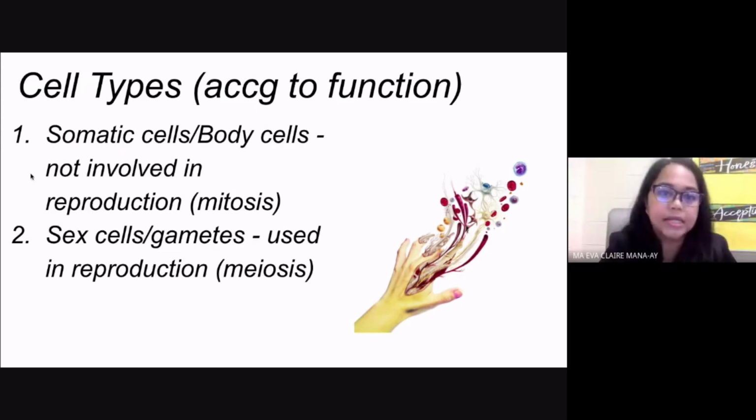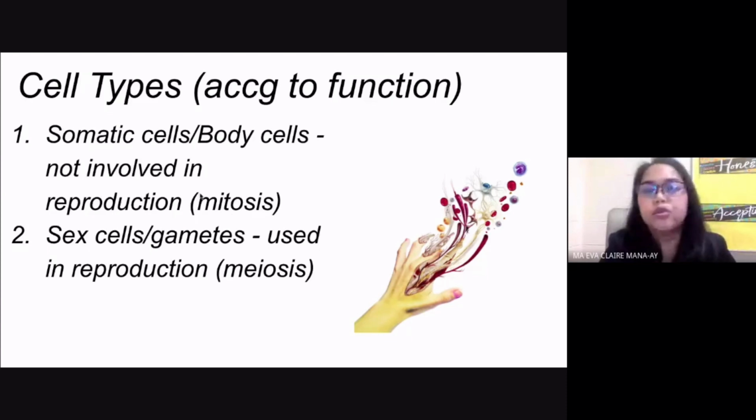These are the types of cells that are not involved in reproduction. That means your liver cells, the cells in your stomach, the nerve cells in your brain, and your skin cells. These are all types of somatic cells, or body cells, because they are not in any way involved in reproduction. And these types of cells are reproduced through mitosis.